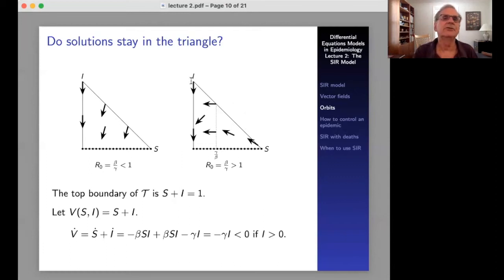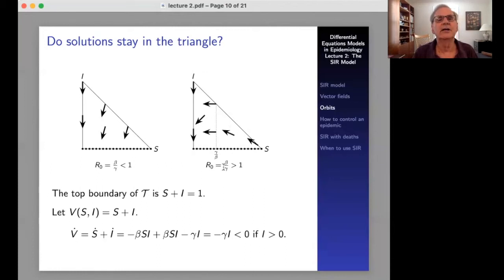All right, solutions are not going to leave through the I-axis. They're not going to leave through these equilibria. But what about through this line? Could solutions leave through this line? When R naught is less than 1, solutions point down and to the left, so we immediately enter the interior of the triangle. Solutions don't leave.